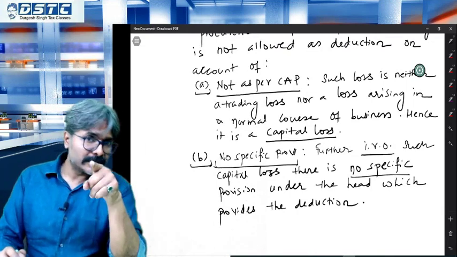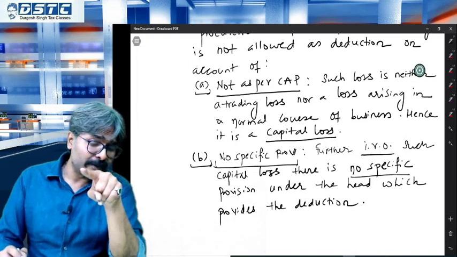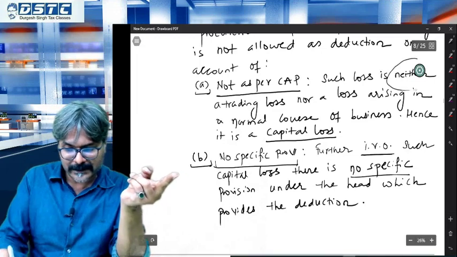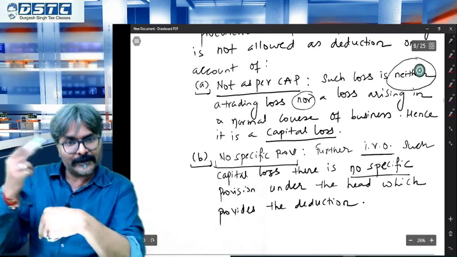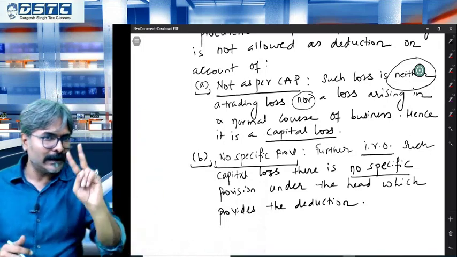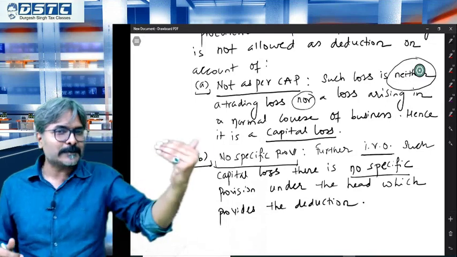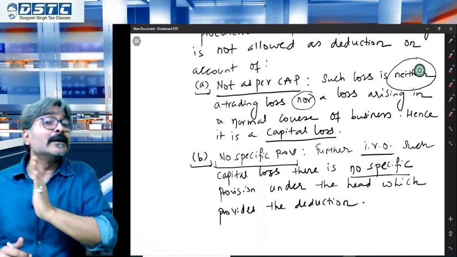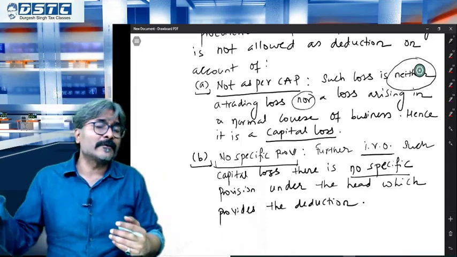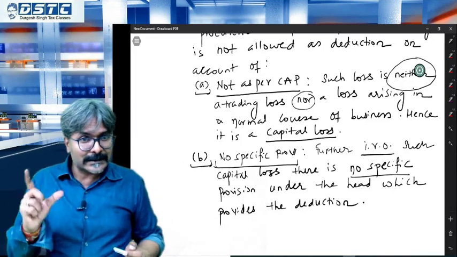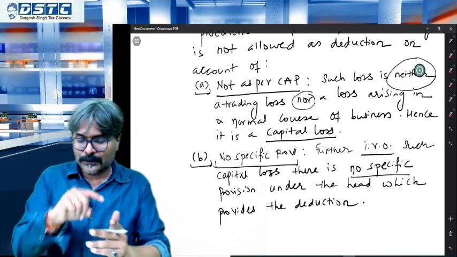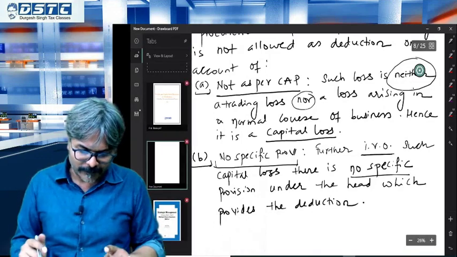Students, always use the statement "not as per commercial accounting principle". What I have written is: such loss is neither this nor that. Can you appreciate this term? Whenever you use the word neither, always follow it up with nor. Neither a trading loss, nor a loss arising out of the normal course of business. Whenever two things have to be taken together, please use this term. It will definitely be very helpful for all of you.